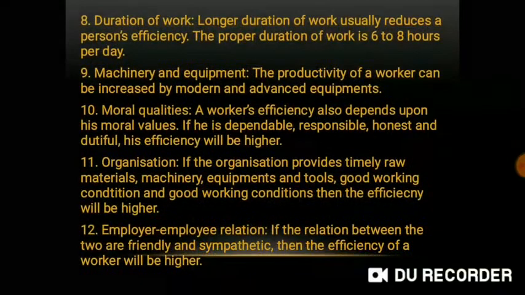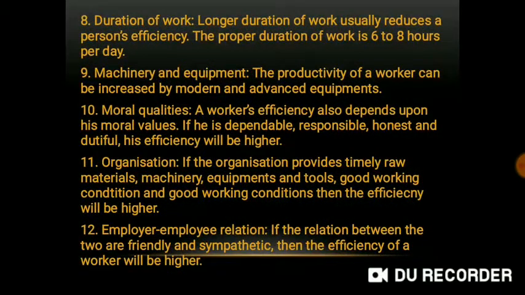Now let us move to the eighth point, that is duration of work. The duration of the work also affects the productivity of a worker. Longer duration of work usually reduces the efficiency of a worker. So it is normally suggested that the proper duration of work for a worker is from 6 to 8 hours per day. The ninth point is machinery and equipment.